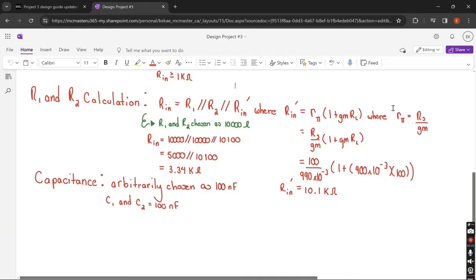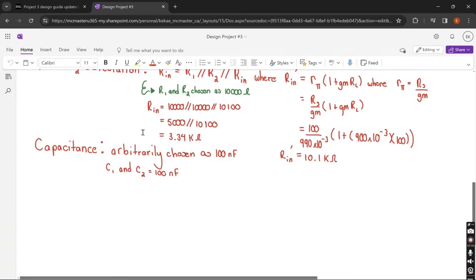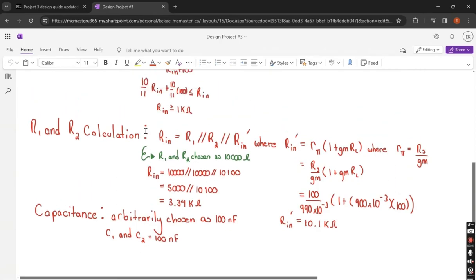So when we solve for r pi, we get that we have 100 over 990 millisiemens. Then as we plug this into the Rin prime formula, we will simply get 10.1 kilohms as our value for Rin prime. Now when we substitute this into the Rin equation, where we have R1 in parallel with R2 in parallel with Rin prime, we can select R1 and R2 arbitrarily as 10 kilohms. And from this, we can see that our Rin value is found to be 3.34 kilohms, which aligns with our inequality that we found previously.